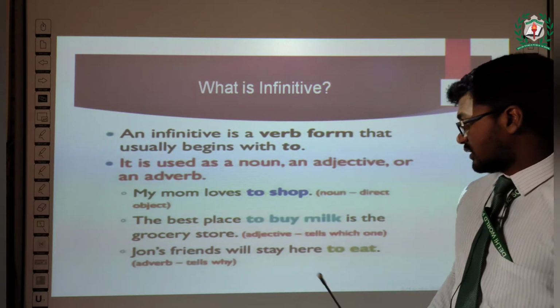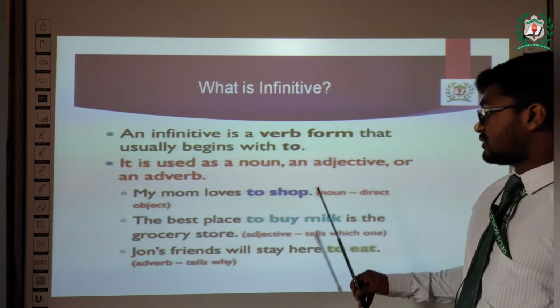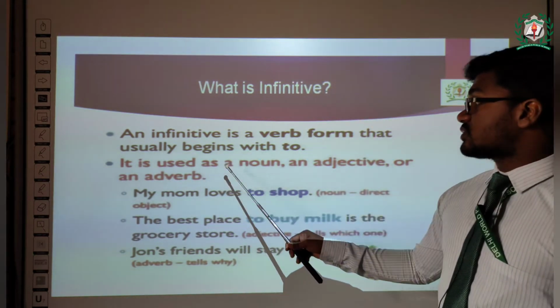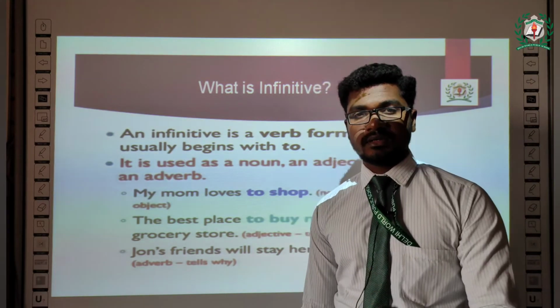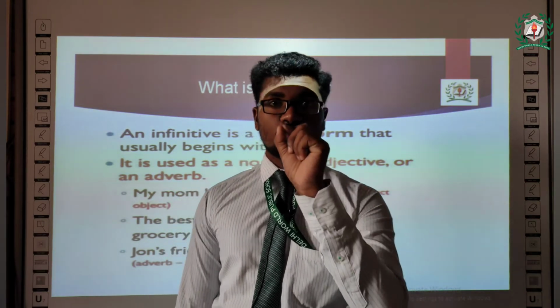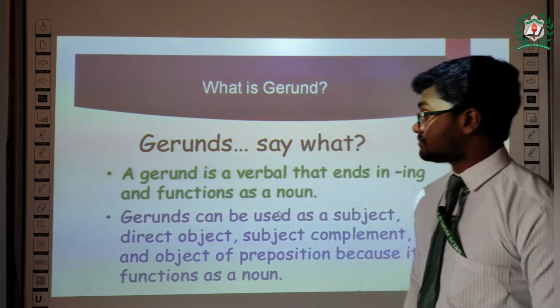Tells about why. Here it is an adverb. Here it acts as an adjective. Here it is for a noun. That's what it says. It is used as a noun, an adjective or adverb. But remember, it always begins with to. What is gerund?